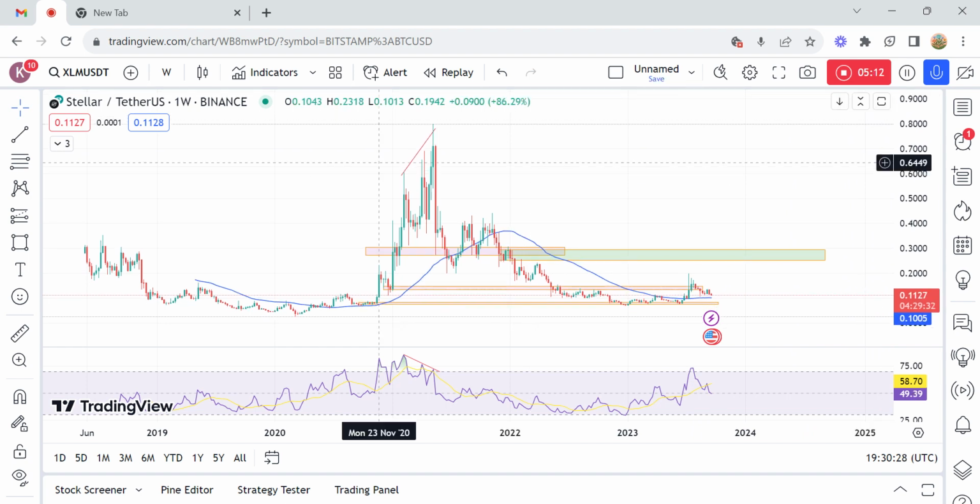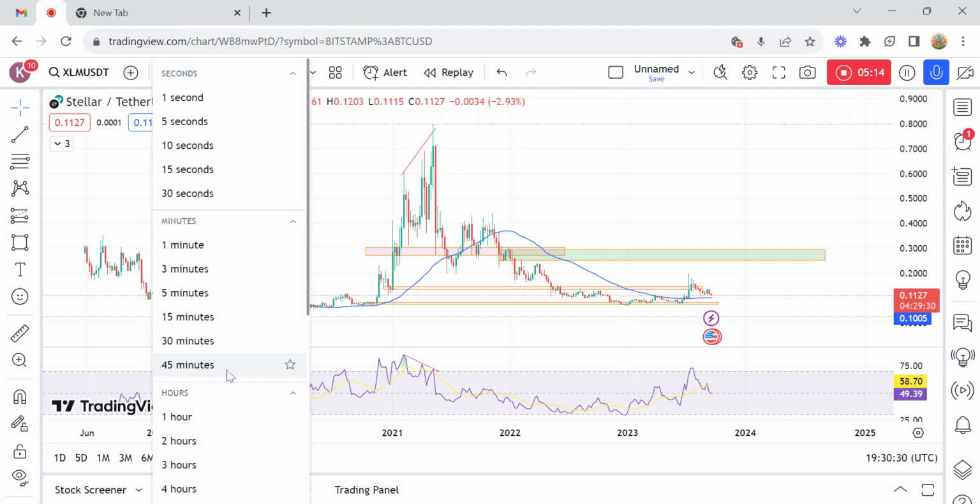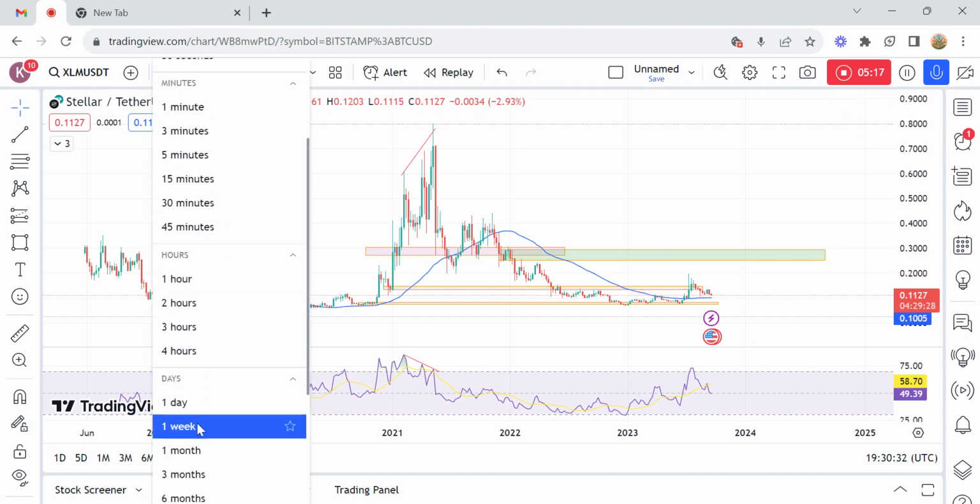So let's go to our daily chart and see what is going on the daily.